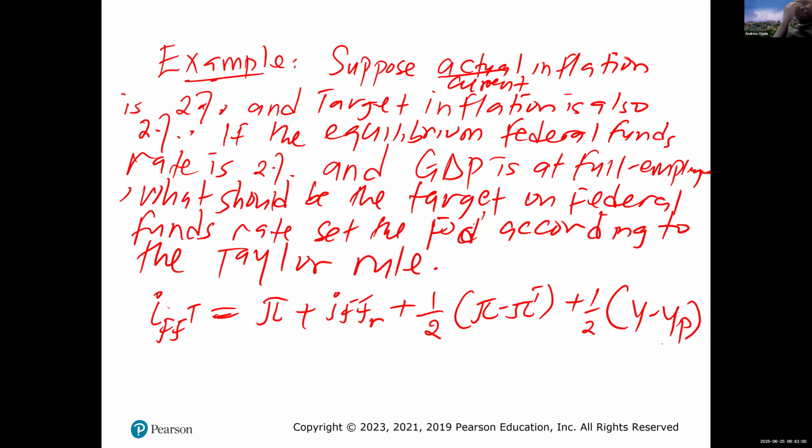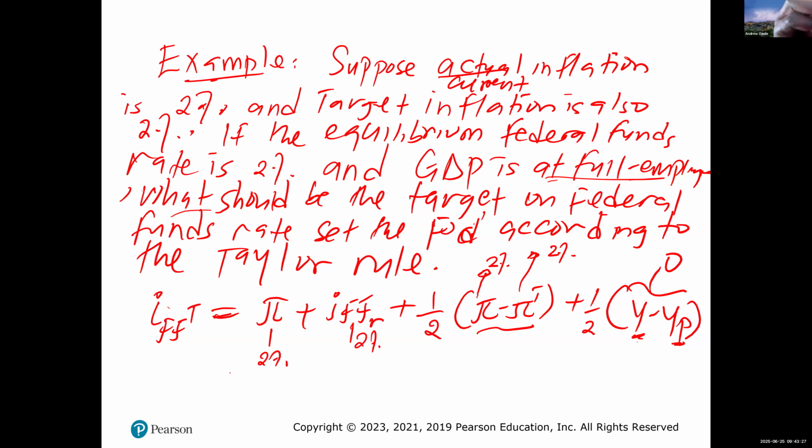Okay? So now the question says that the GDP is at full employment, meaning that actual GDP equals full employment GDP. So if the GDP is at full employment, that means the output gap is zero. That's what that means. And we've also been given that the actual inflation is 2%, and the target inflation is also 2%. So that means this gap is going to be zero. 2 minus 2 is zero. And they have told us this is 2%, and this is still 2%.